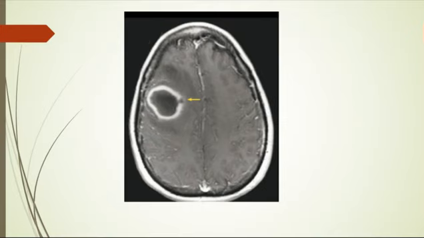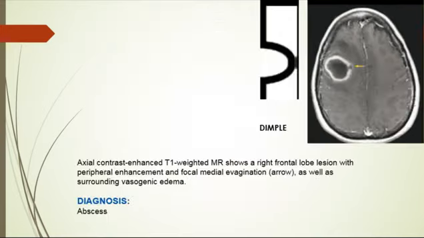Okay, it's a dimple sign. This dimple sign is very beneficial because it is very characteristic of abscess. You can see here, this is a T1-weighted post-contrast image showing a right frontal lobe lesion with peripheral enhancement, focal medial evagination, or this dimple sign, as well as surrounding vasogenic edema. This is very characteristic of abscess.